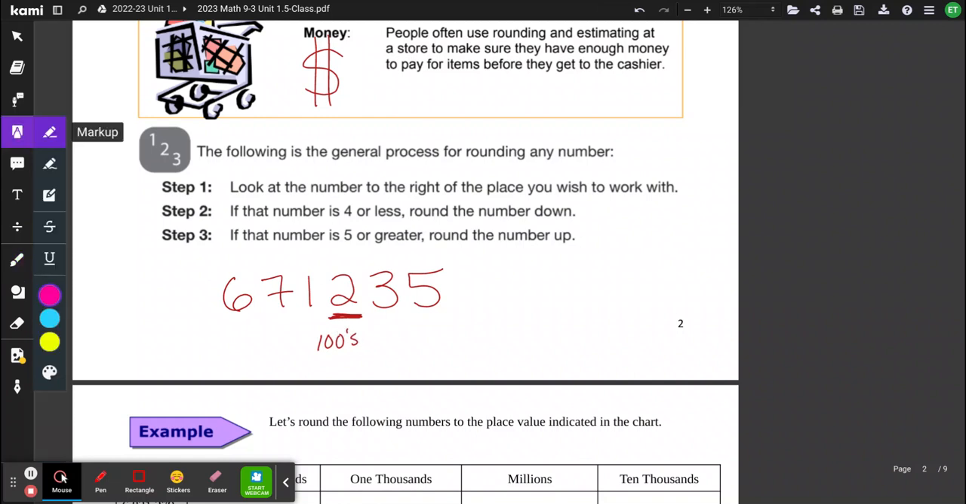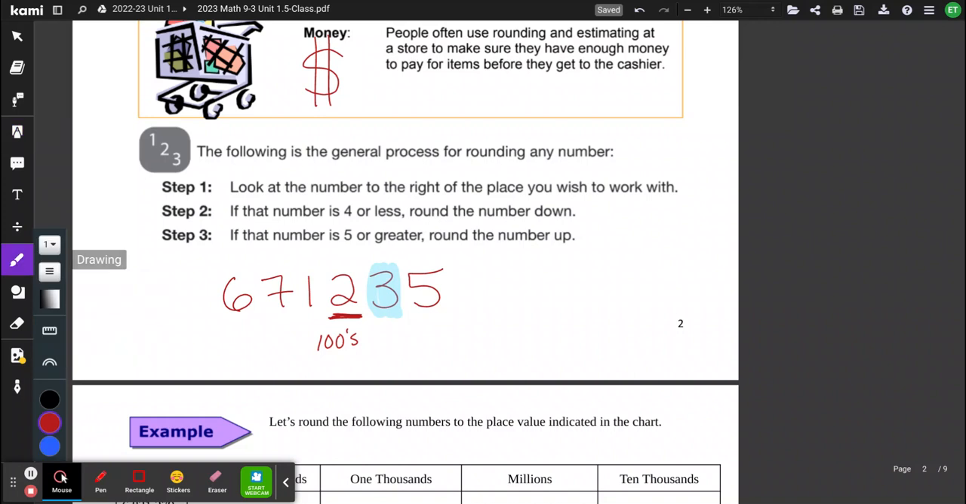So whenever we look at a number, we look at the number right after it. What does that 3 tell me? Well, let's take a look at what the steps say. So it says, look at the number to the right of the place I want to work with. Well, I want to work with the 2, so I'm looking at the 3.